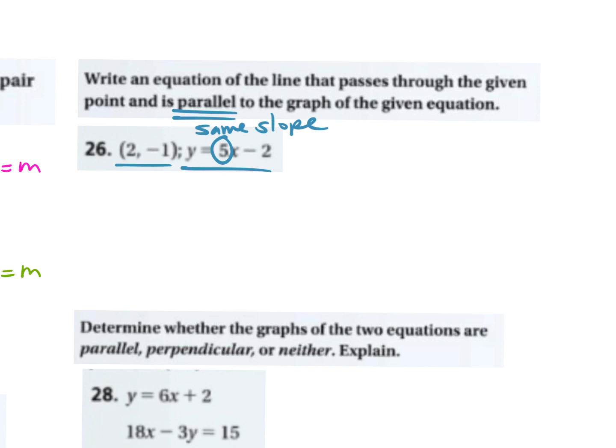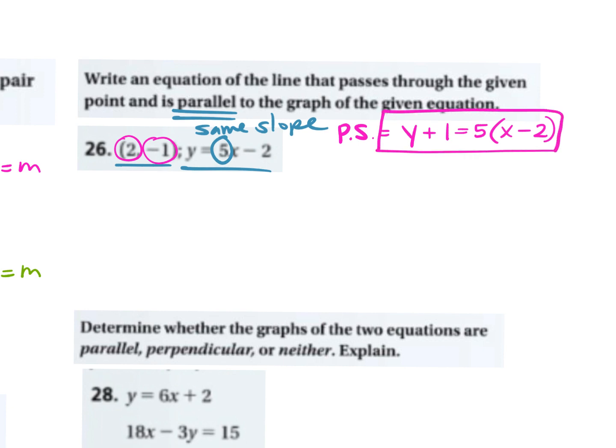And now here's the thing. This is the one where I said you have options. If you want to start in point slope form, start in point slope form. If you want to start in slope intercept form, start in slope intercept. I'm going to show you both so you can choose the way that you like. So if I start in point slope form, I would go y minus my y value. So y minus a -1 is y plus 1 equals the slope times x minus my x value, which is 2. Okay, so if I put it into point slope form, it would look like that.